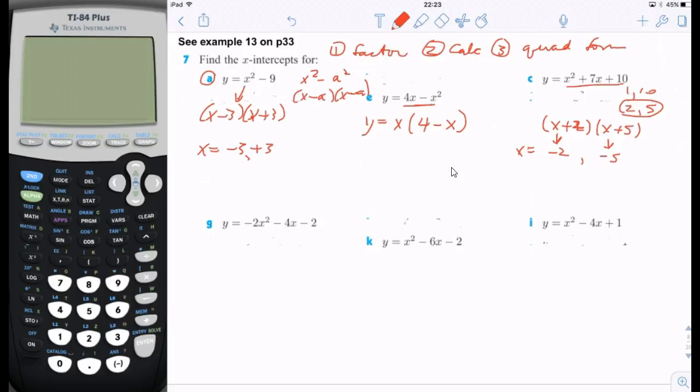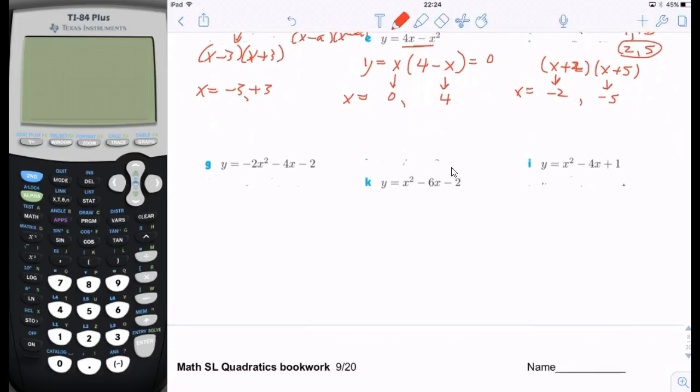So the zeros in this case, let's say, when is this equal to 0? Because when this is equal to 0, that's when the x-intercepts occur. So in this case, it's going to be x equals 0 or x equals 4, right? So these are the two x-intercepts. Okay? That wasn't too bad, was it? All right, now we're going to move down to the bottom, and these are slightly more difficult factoring problems. So I'm going to go ahead and show you how to do this one on the calculator, okay?